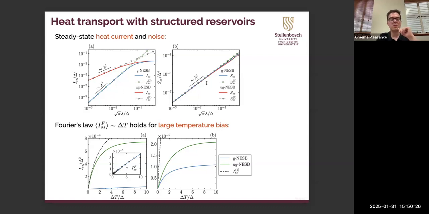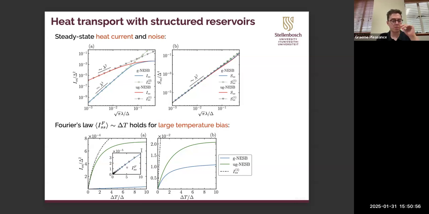Interestingly, if you look at the noise, the fluctuations in this current, they actually show almost no difference. Both of them scale quadratically in the coupling strength, which is consistent with the fluctuation-dissipation theorem. You can also look at the behavior of these heat currents as a function of the temperature difference between the two reservoirs.